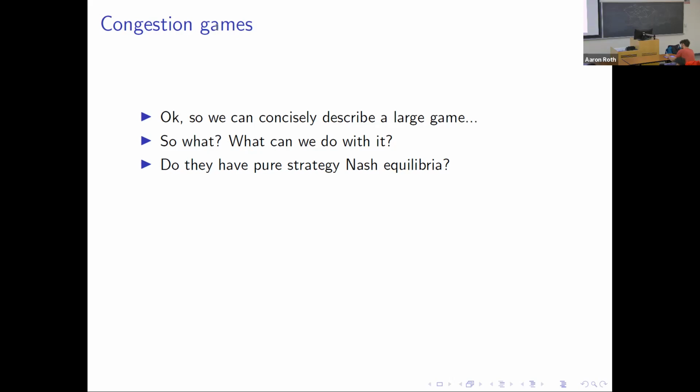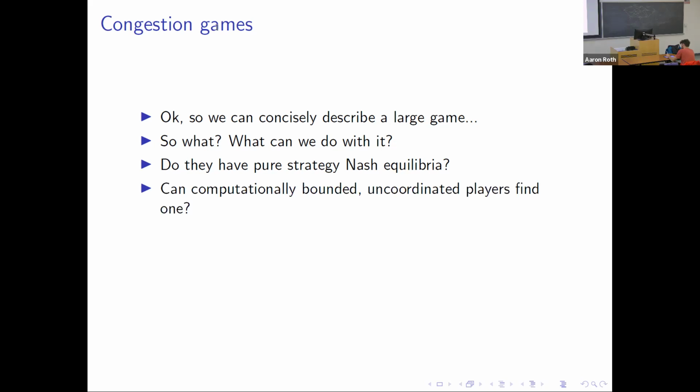We know that every finite game has a mixed strategy Nash equilibrium, but are people really going to randomize? Are you going to flip coins when you're deciding what route to drive on in the morning? It would be nicer if we could talk about pure strategy Nash equilibria, but of course we can't if they don't exist. So the first question might be, do games in this class have pure strategy Nash equilibria?